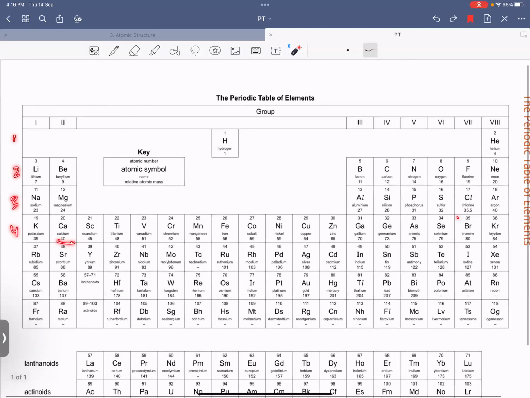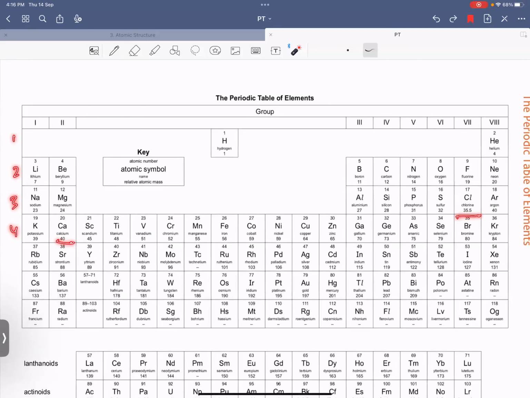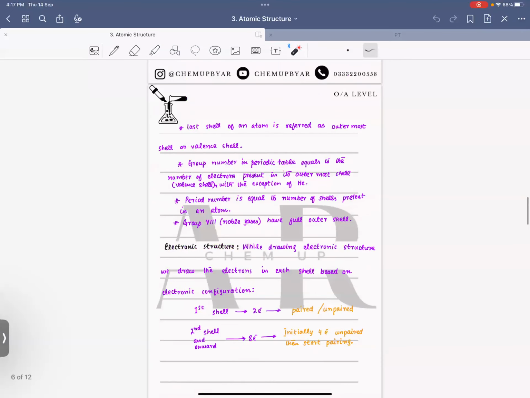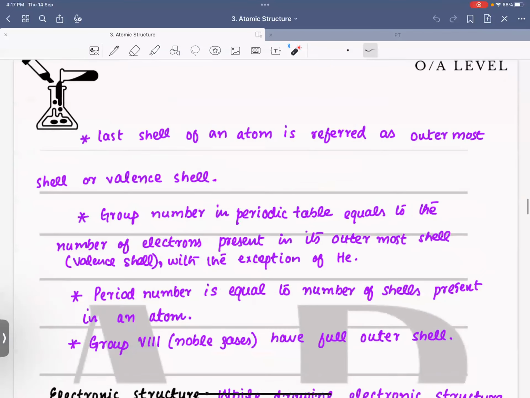Chlorine is in period 3. It has 3 shells. You have seen lithium is in period 2 and it has 2 shells. So the period number, the horizontal row in which it is placed, will help us identify how many electron shells it has. Is this understandable? Yes. Okay. So now note this down.